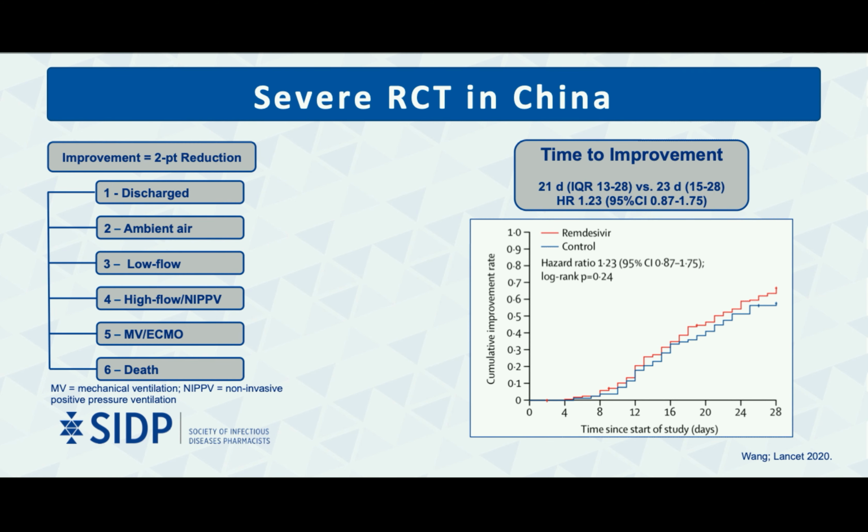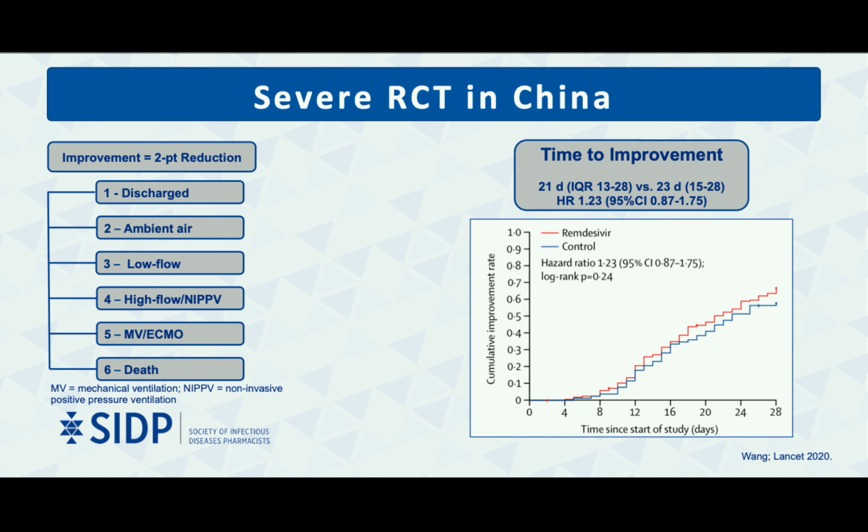So the primary endpoint for this trial was the time to clinical improvement, which was defined as a 2-point reduction in the 6-point ordinal scale listed on the left, which is identical to the one used for the compassionate use case series previously reviewed. For the primary endpoint, there was no significant difference detected for the reduction in time to clinical improvement between remdesivir and placebo.